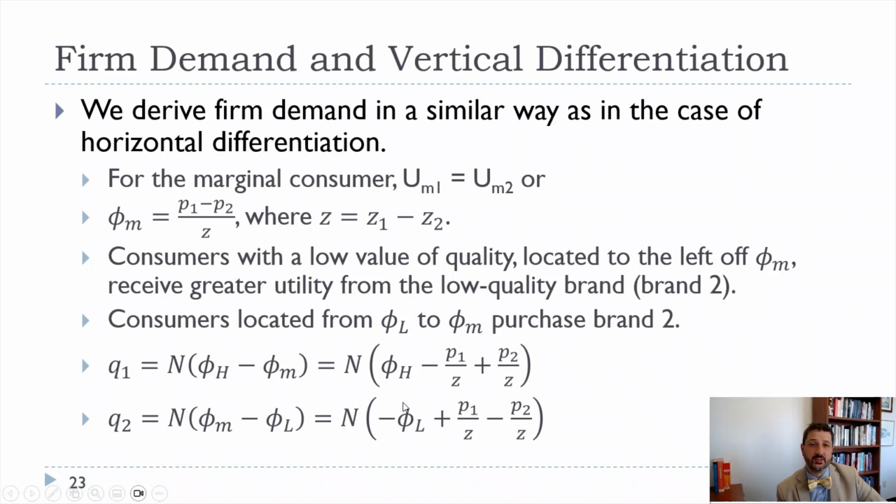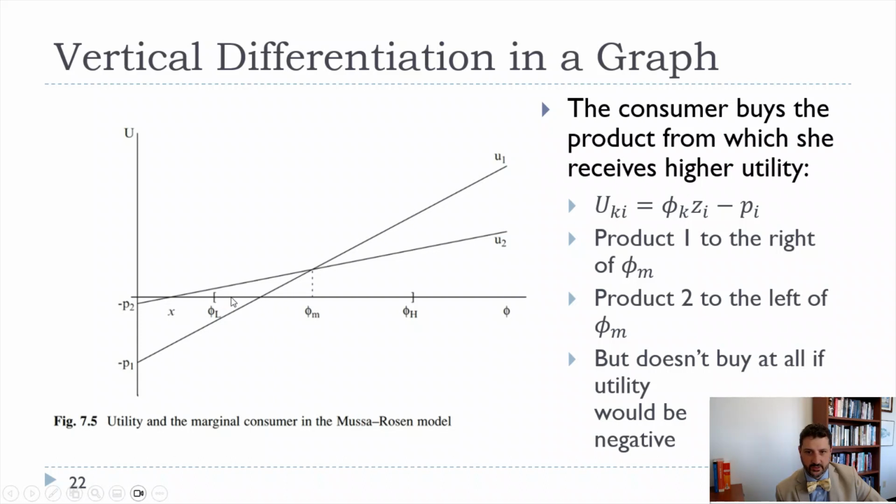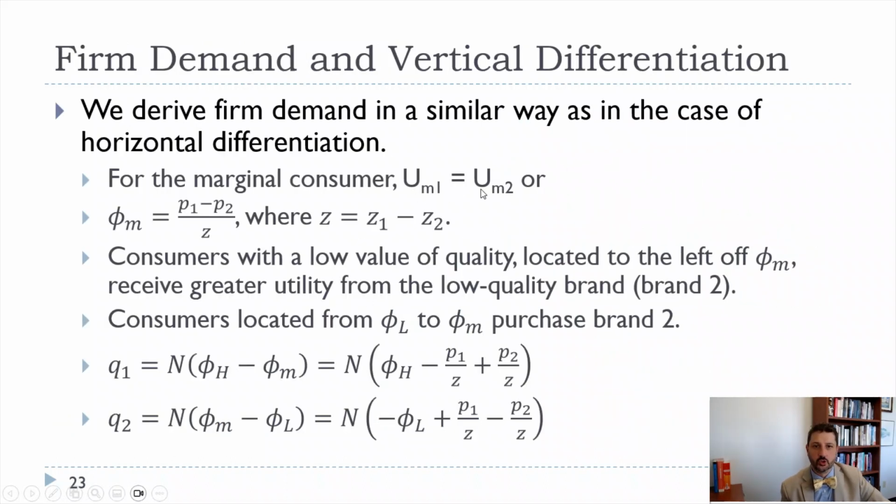So we can get firm demand the same way, right? So, it's not that different, right? It's just going to be this distance for firm 2 and this distance for firm 1. And so for the marginal consumer, right, where the utilities are equal, we end up with P1 minus P2 over Z. And Z is just defined as that Z1 minus Z2 and the difference in utility. And so consumers with a low value of quality located to the left will receive greater utility from buying the low quality brand or brand 2. And consumers to the right will prefer to buy brand 1, right?